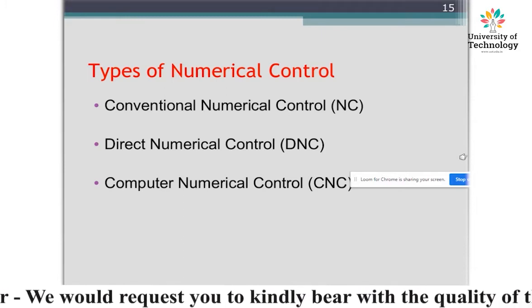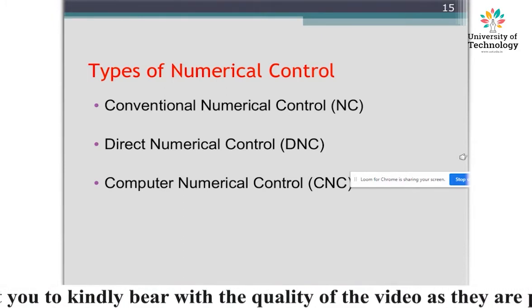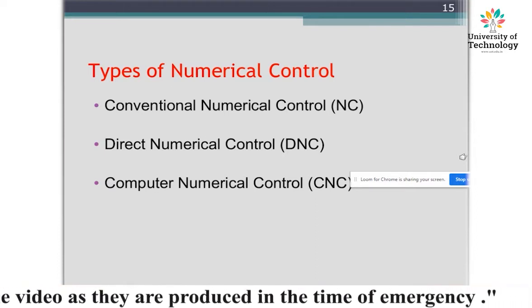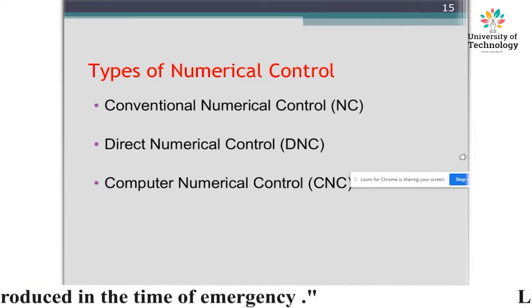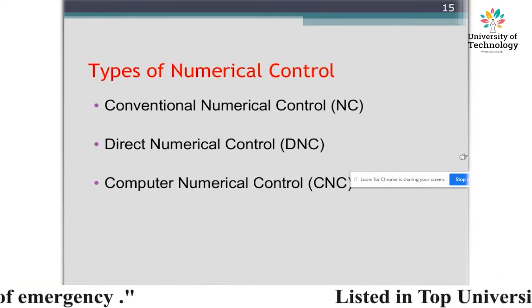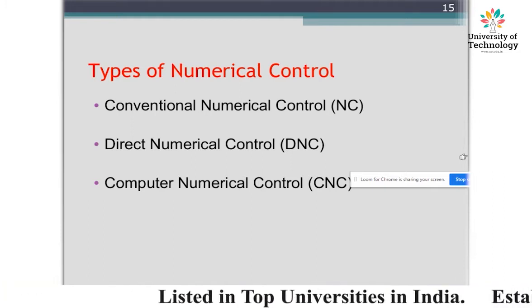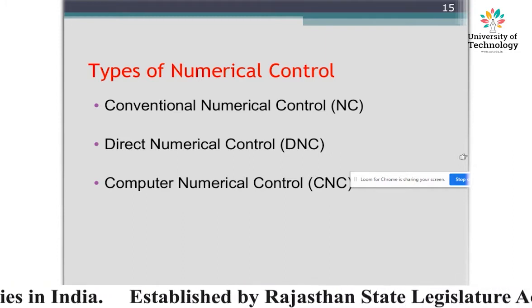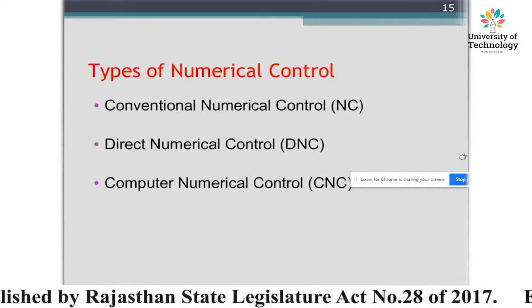Basic types of numerical control: we can divide it into three types of numerical control systems. The first is conventional numerical control, the second is direct numerical control, and the third is computer numerical control. These are the basic types of numerical control systems.